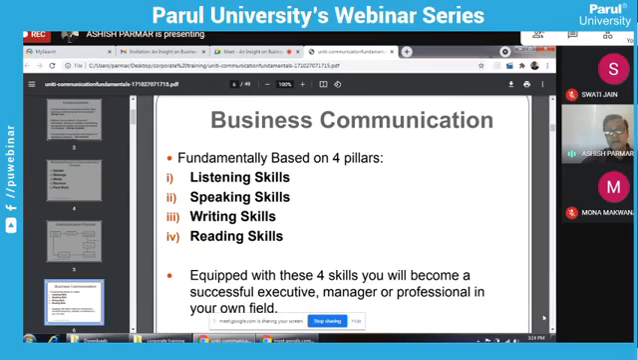Equipped with these four skills, you will become a successful executive, manager, or professional in your own field. So when you master these four fundamental pillars of communication, you will become an expert in your area. Whatever work you may be doing, you may be at an executive level or a managerial level or even a higher level professional, all these four skills are extremely important in order to be successful in our field.